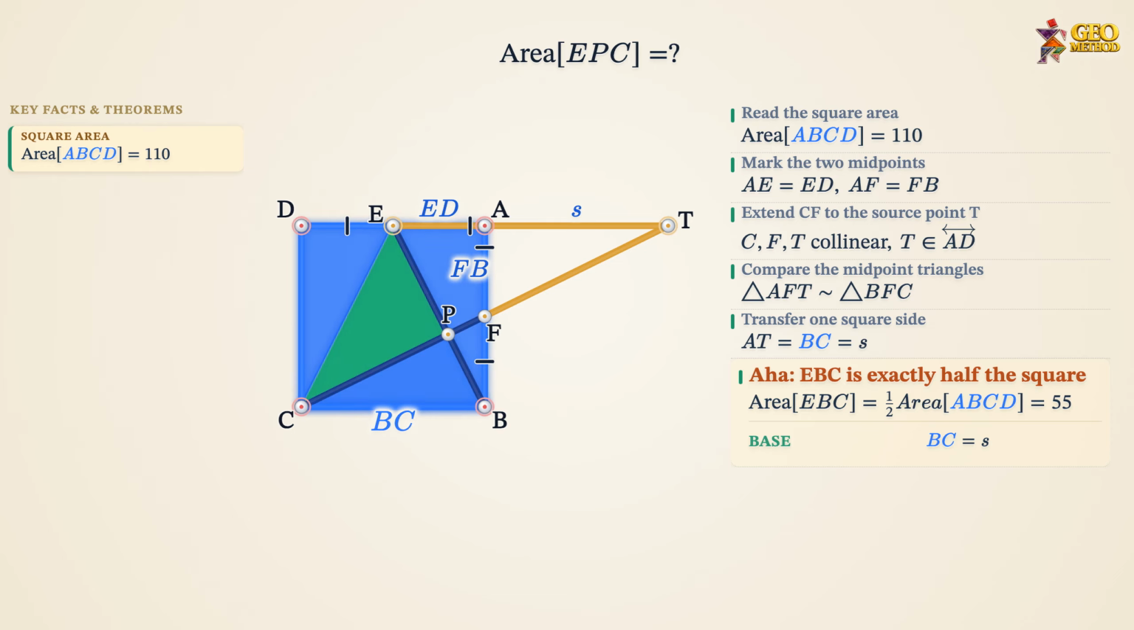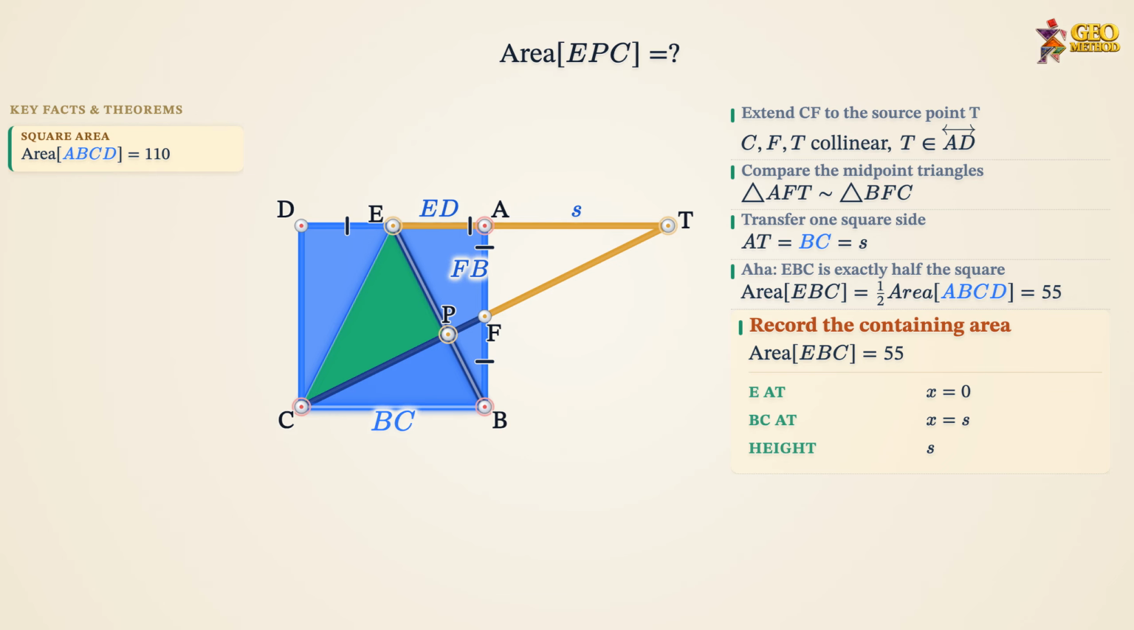Aha! Base segment BC and one full square height make EBC half of ABCD. Triangle EBC therefore has area 55 before we know the green fraction. We now know the containing triangle EBC has area 55. The remaining task is to locate P's split along segment EB.